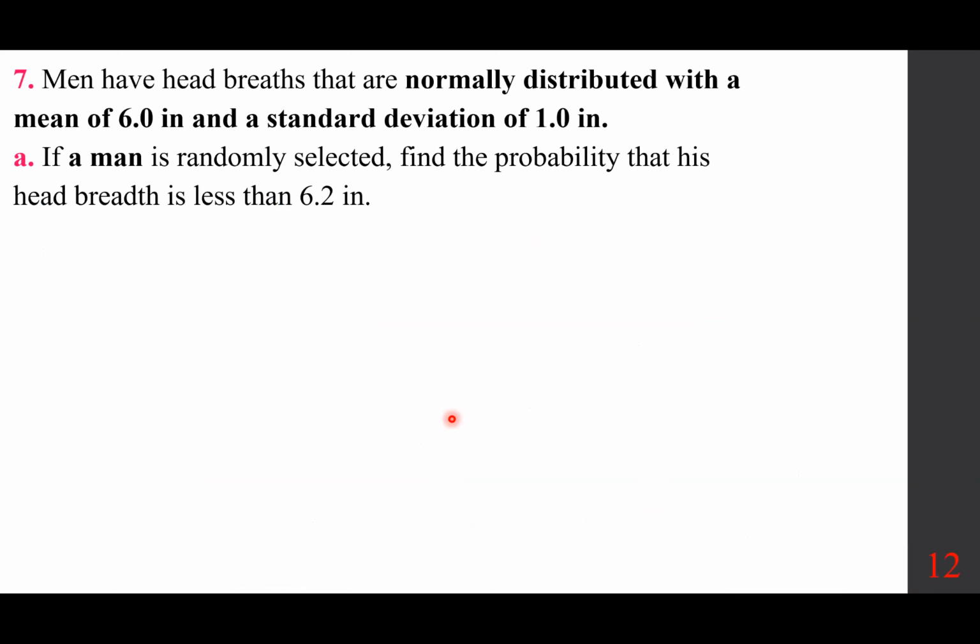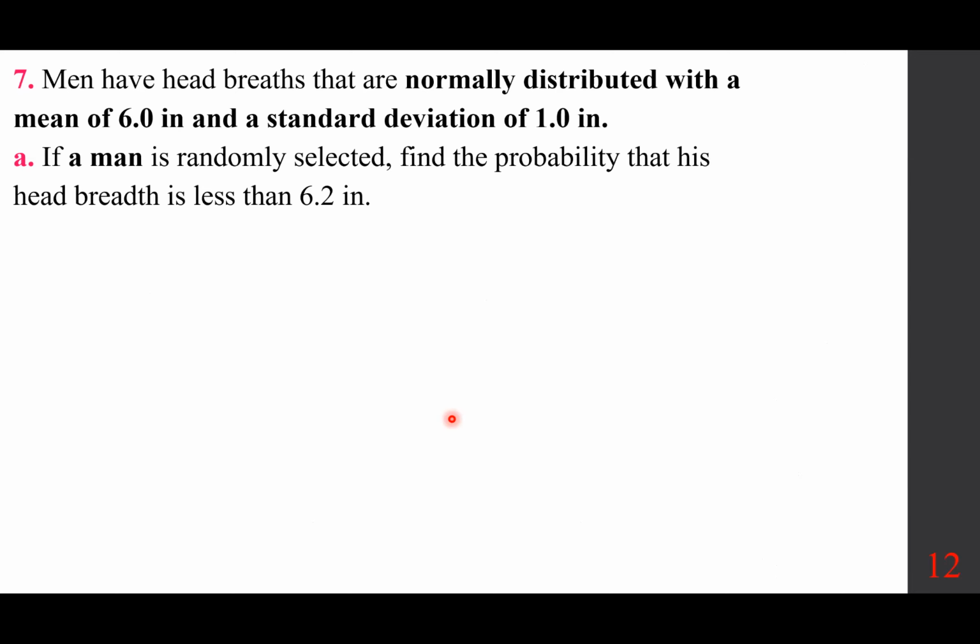Could somebody read this, please? Men have head breadths that are normally distributed with a mean of 6.0 inches and a standard deviation of 1.0 inches. If a man is randomly selected, find the probability that his head breadth is less than 6.2 inches.